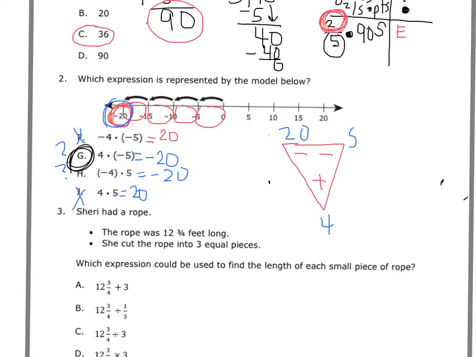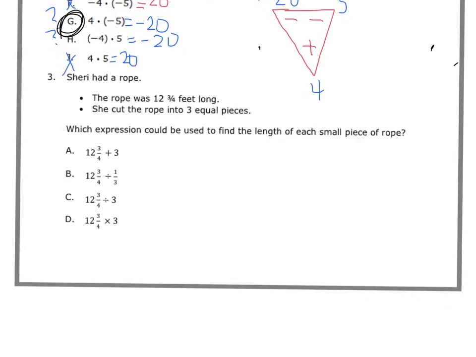Number 3, Sherry had a rope. The rope was 12 3/4 feet long. She cut the rope into 3 equal pieces. Which expression could be used to find the length of each small piece of rope? Okay, so let's understand the problem. We're finding how long each piece of the rope would be. Things that we need to recognize is that she's cutting them into 3 equal pieces. What is that a clue for? 3 equal pieces. That's equal sizes. That's a big clue for division. Okay, so we are going to be dividing.